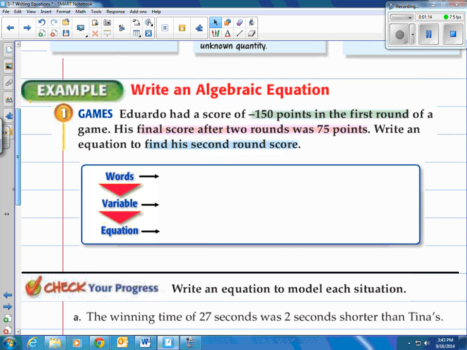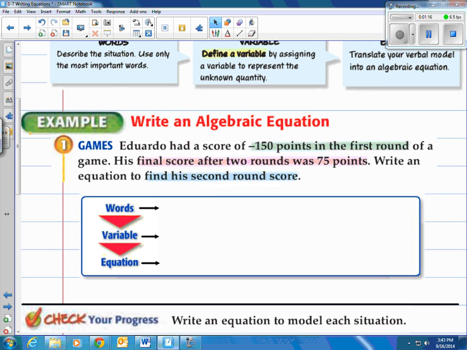So here's example number 1. Write an algebraic equation. Here it is. Eduardo had a score of negative 150 points in the first round of a game. His final score after 2 rounds was 75 points. Write an equation to find his second round score. Well, they've highlighted everything for you, all the important information. This is a skill, by the way, so it's something you have to work on to pull this information out of a sentence or a paragraph.